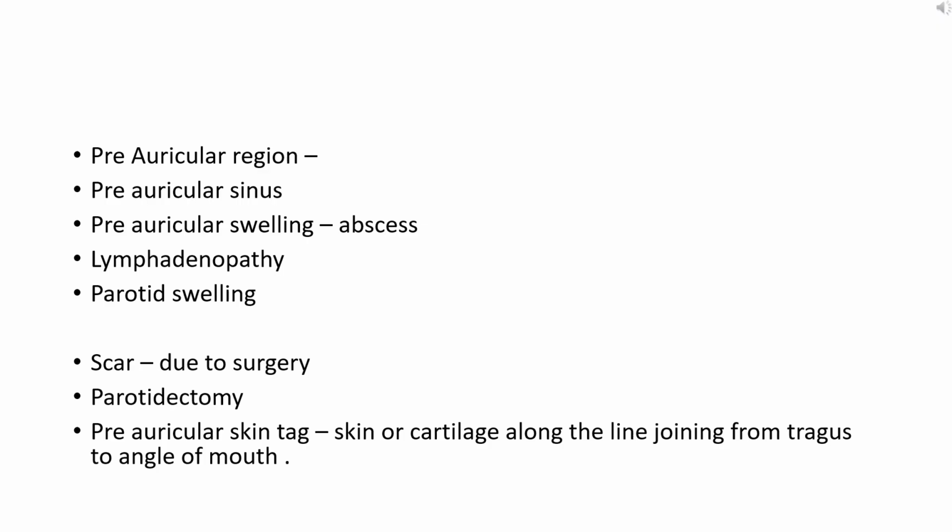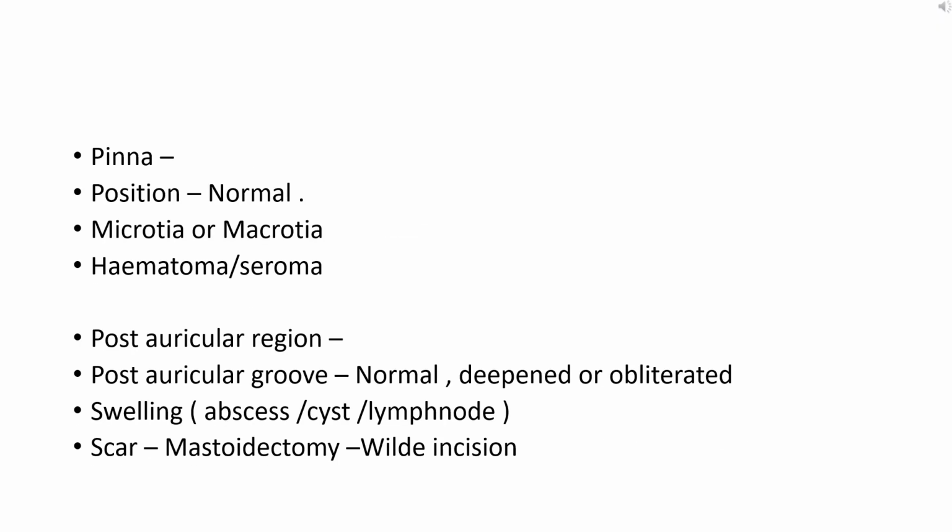Okay, what is a skin tag? Basically, it is the presence of skin or cartilage. It will always be present along the line joining the tragus of the ear to the angle of the mouth. So these are the important points regarding the examination of the preauricular region. Next is the pinna, that is the proper auricle, we can say. We will look for the site of the pinna, size of the pinna, and position of the pinna.